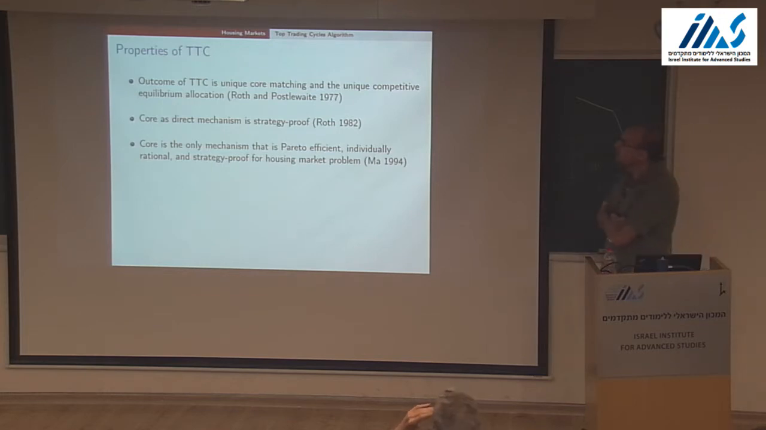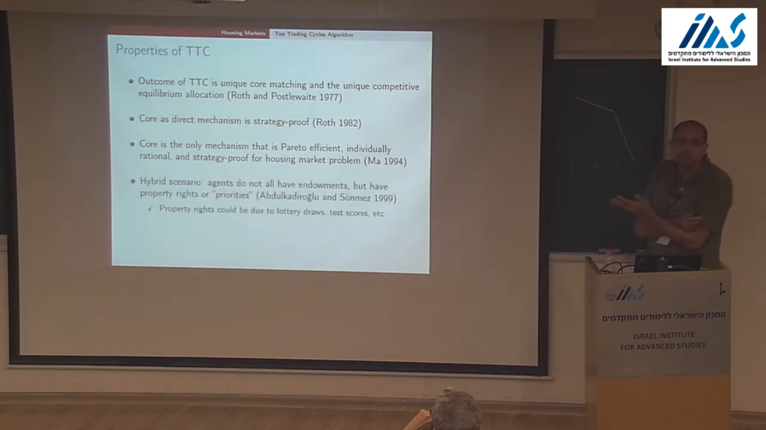Okay, so we're now into the 1980s. The literature here was, I think, resuscitated in some respects by an interest in a hybrid scenario between the case where we have no endowments, where we started with the house allocation problem, and the case where we have endowments, the housing market model. What if we have a situation where not everyone has an endowment? We can think of that model as one where the agents who do not have endowments have some kind of existing property right or priority for vacant houses.